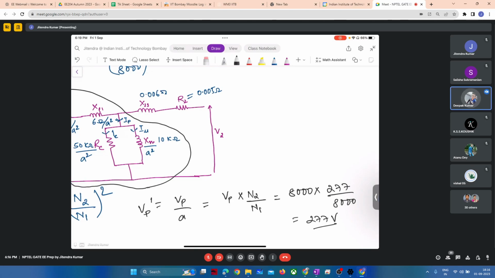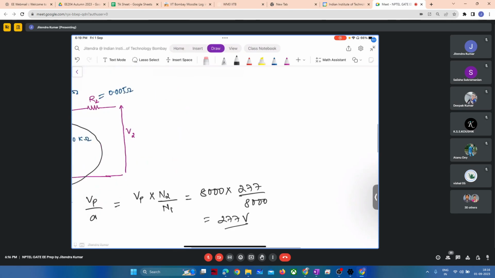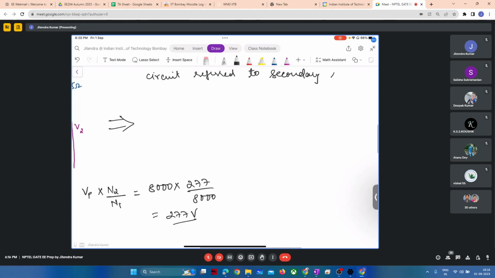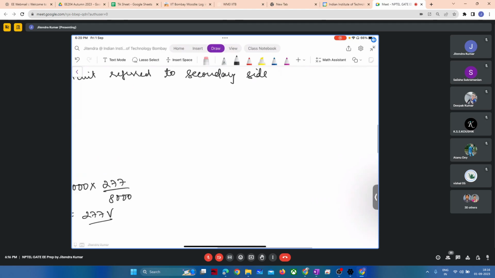Sir, it is equal to secondary side voltage. Yeah, yeah, what I'm telling here. Because after this step, if you will draw this circuit referred to secondary side, then let me draw each element step by step.